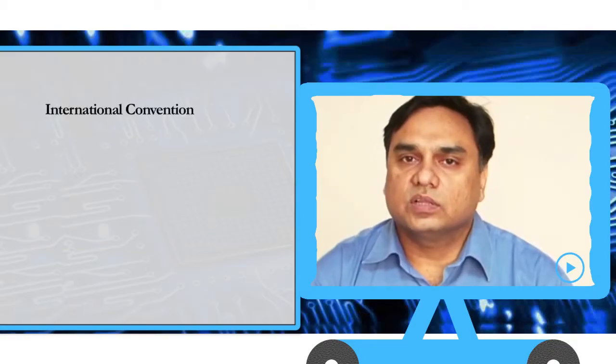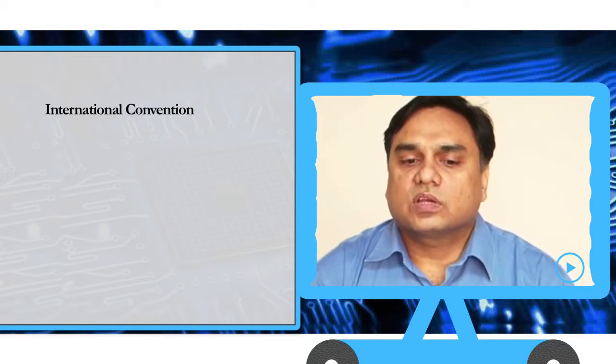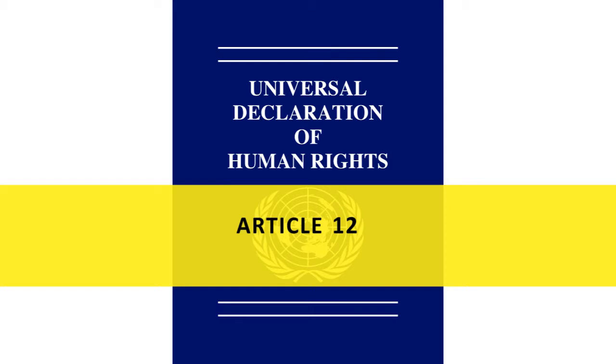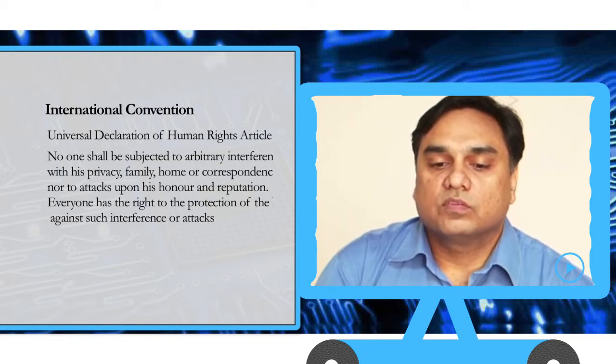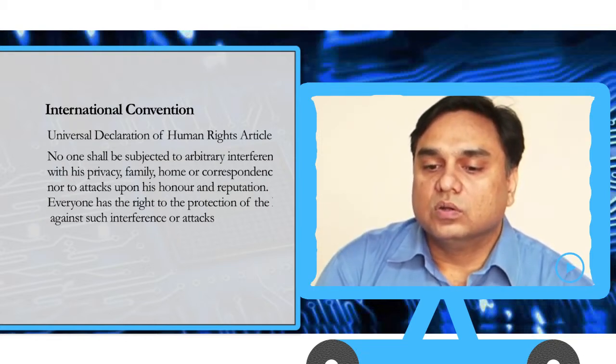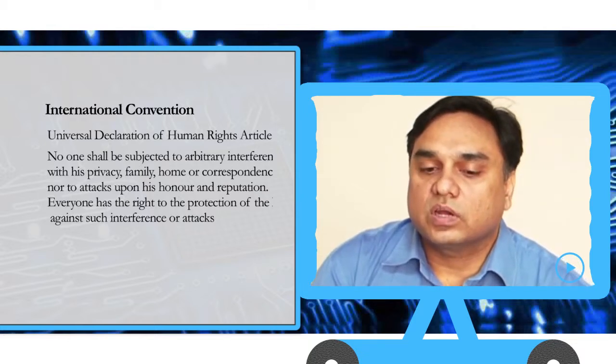Though the concept of privacy is not widely and uniformly applicable in every country, at the international level the concept has been recognized from time to time. For the first time it was recognized in the Universal Declaration of Human Rights, Article 12, which says: no one shall be subjected to arbitrary interference with his privacy, family, home or correspondence, nor to attacks upon his honor and reputation. Everyone has the right to the protection of law against such interference or attack.